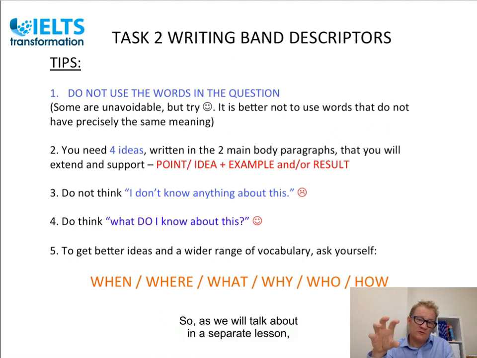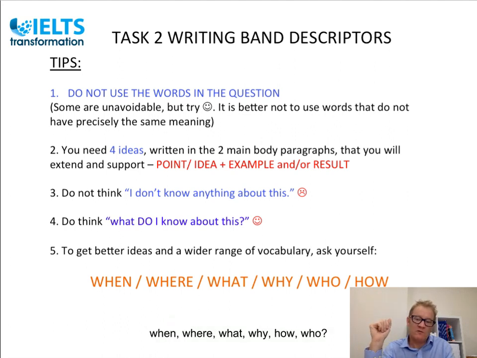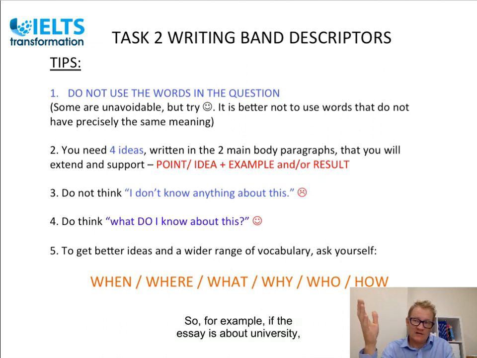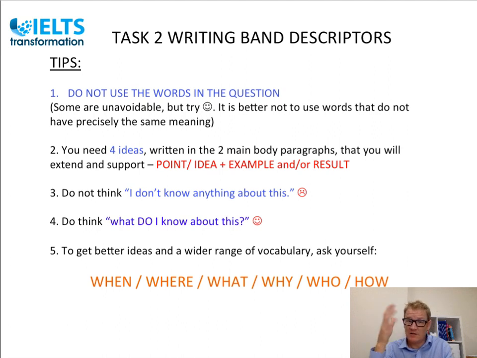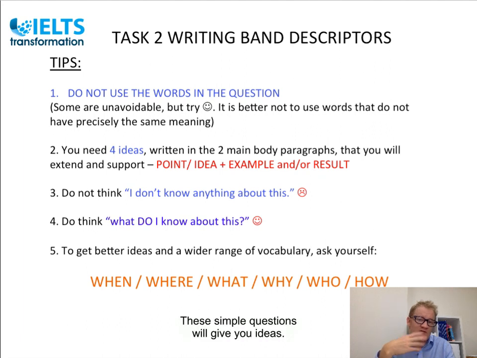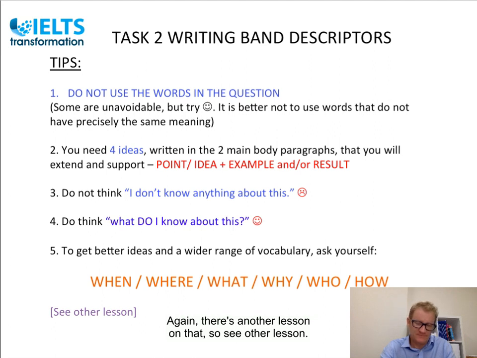As we will talk about in a separate lesson, we want to get better ideas and better vocabulary. So ask yourself these questions: when, where, what, why, how, who. So, for example, if the essay is about university, ask yourself, what is a university? Why do people go to university? When did people start going to university? How do they go to university? Where? Everywhere? Every country? Everyone goes? These simple questions will give you ideas. Again, there's another lesson on that, so see the other lesson.